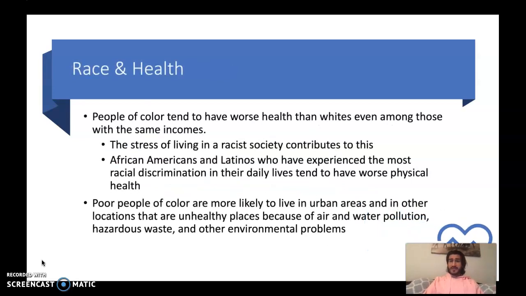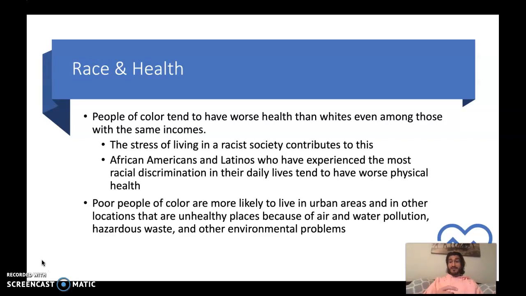Race also plays a significant factor in health outcomes, and we talked a little bit about this during our discussion on race and racism in the United States, but people of color tend to have worse health outcomes than whites, even among those with the same incomes. So that's to say, even when we hold socioeconomic status as a constant, we still see that people of color end up having worse health outcomes in comparison to white people. And there are a few different explanations that we can apply sociologically to describe why this may be.